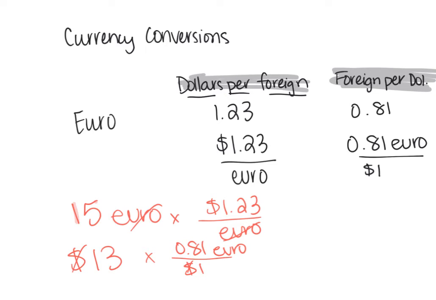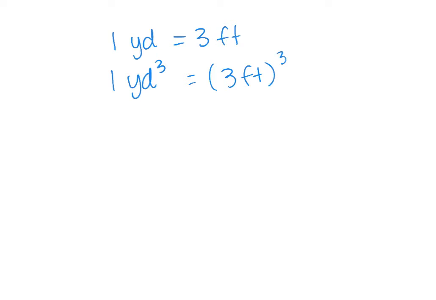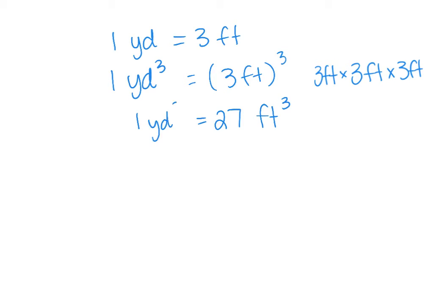Now, for the cubic yard problem, the thing that you want to do on those is, since 1 yard is 3 feet, when you need to do a cubic yard, you need to cube this. Cubed is where you multiply something 3 times. And so 3 times 3 times 3 gives us 27. Feet times feet times feet, that's cubic feet. And so our unit conversion here is 1 cubic yard equals 27 cubic feet.